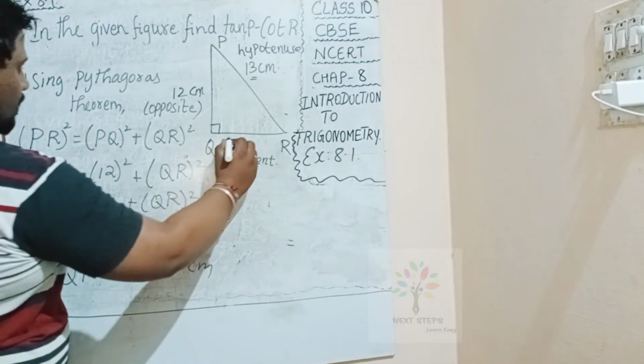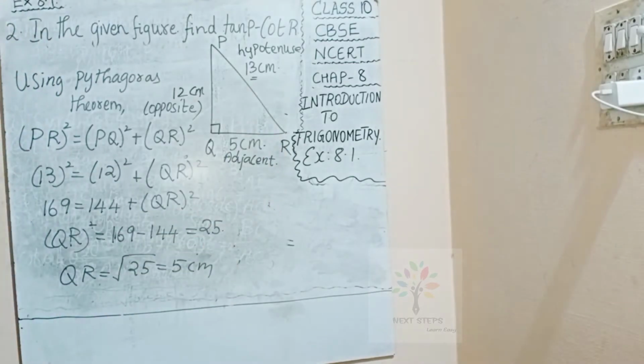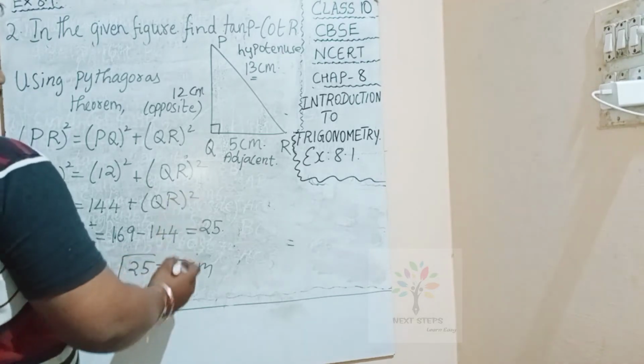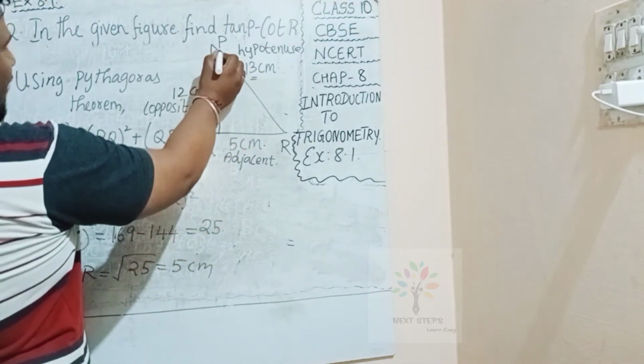So from here, what I'm getting? I'm getting the value for QR, that is equal to 5 centimeter. Now what we have to find? We have to find what is tan P, and then what is cot R. So here what I am going to do? First I am going to find what is the tan P.